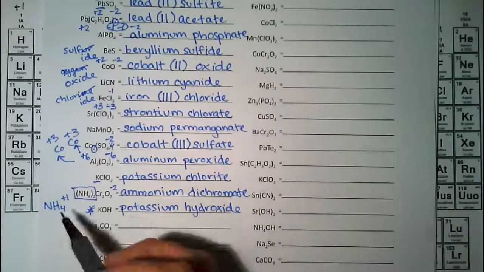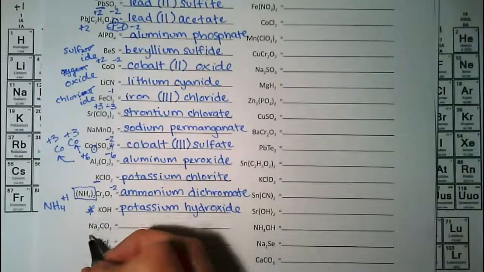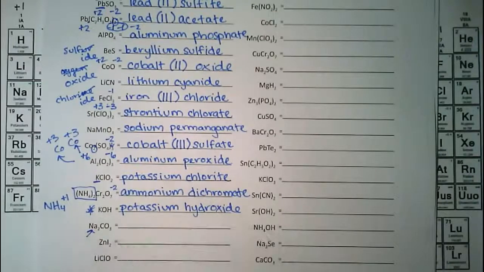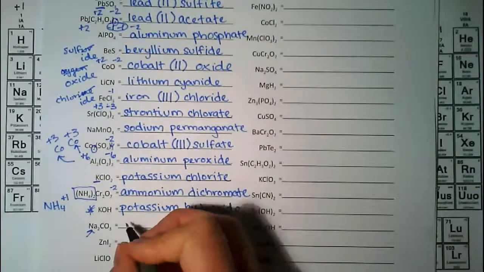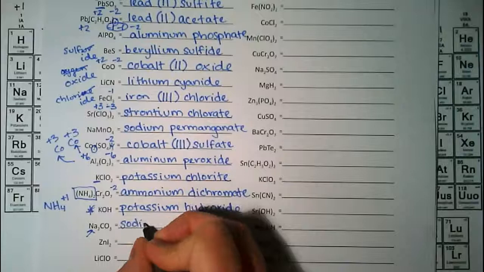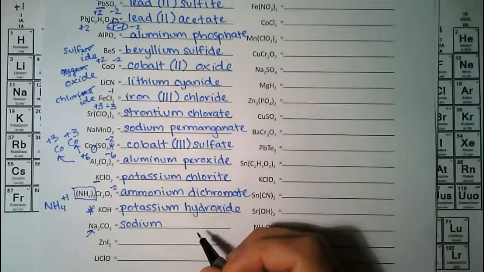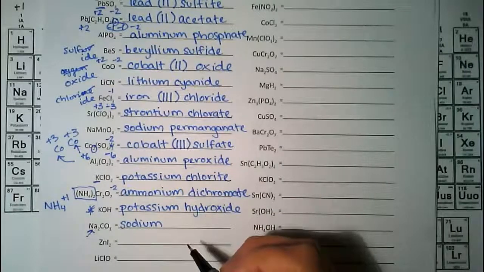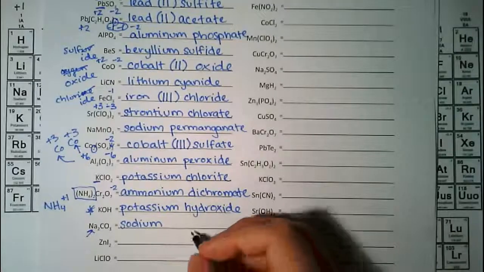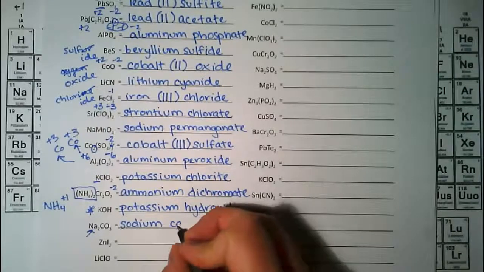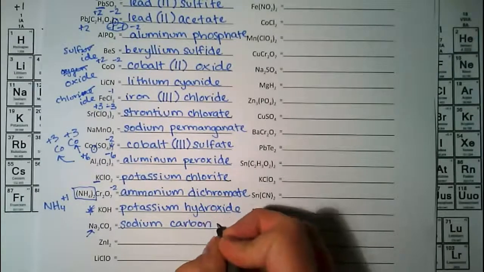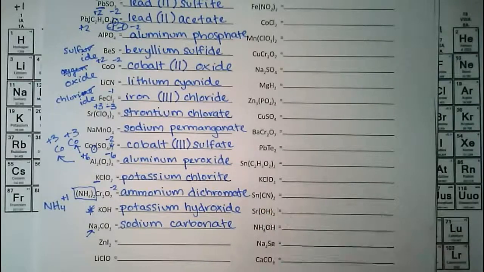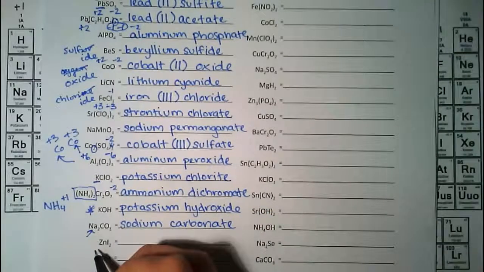Next I have Na2CO3. So Na, sodium, is a main group metal. So I'm going to put sodium. No Roman numeral. And then CO3 is the carbonate ion. So I'm going to put sodium carbonate. Sodium carbonate.